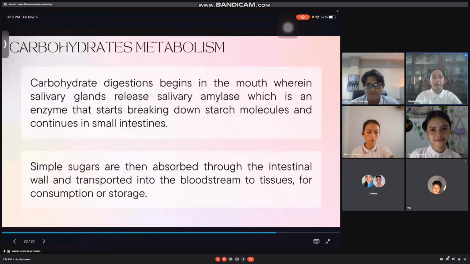Carbohydrate digestion begins in the mouth wherein salivary glands release salivary amylase, which is an enzyme that starts breaking down starch molecules and continues in the small intestines. Simple sugars are then absorbed through the intestinal wall and transported into the bloodstream to tissues for consumption or storage. Okay, thank you. Next slide.